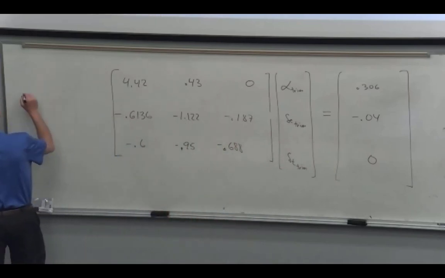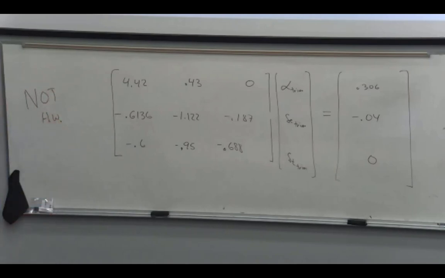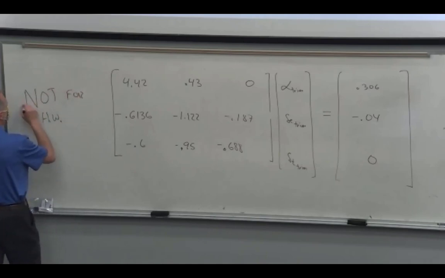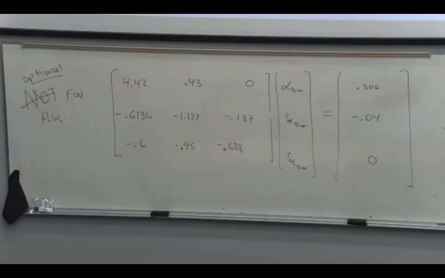Now, heads up, this is not for the homework, unless you just want to do it. We're going to stop with what we did on the other board for the homework, with the 2x2 plus the decoupled trim tab equation. I guess I shouldn't say not for homework, I'd say it's optional. If you're sitting at home and you've gotten all the way to the end of your favorite Netflix series and you don't have anything to do, then you can do this, right? Yeah.